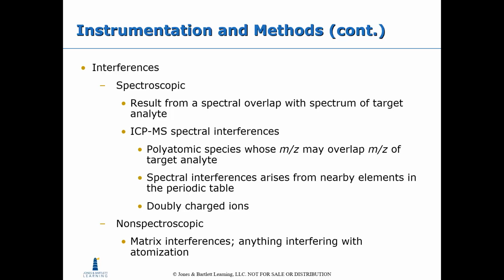Interferences, spectroscopic, result from spectral overlap with the spectrum of the target analyte. ICP-MS spectral interferences: polyatomic species whose m/z may overlap an m/z of a target analyte. Spectral interferences arise from nearby elements in the periodic table, and doubly charged ions. Non-spectroscopic interferences, matrix interferences, or anything interfering with atomization.